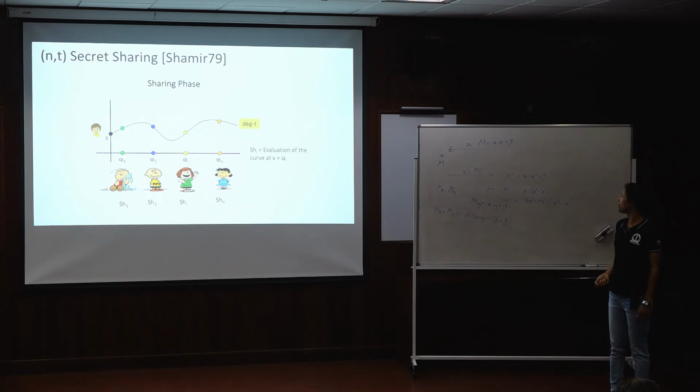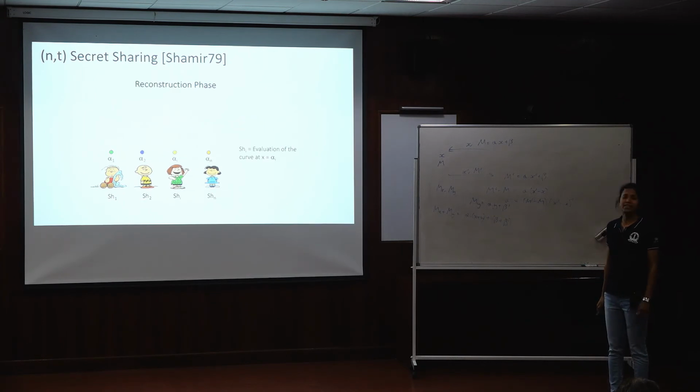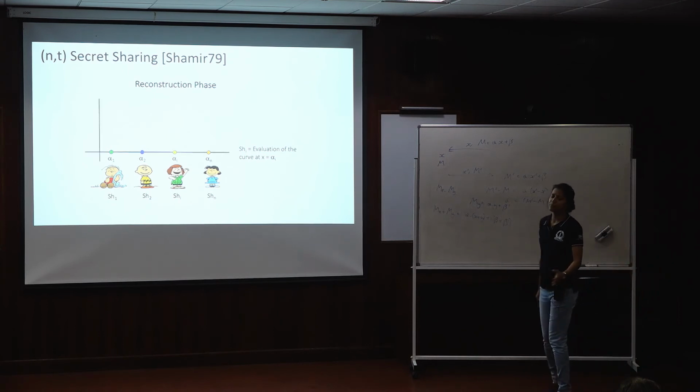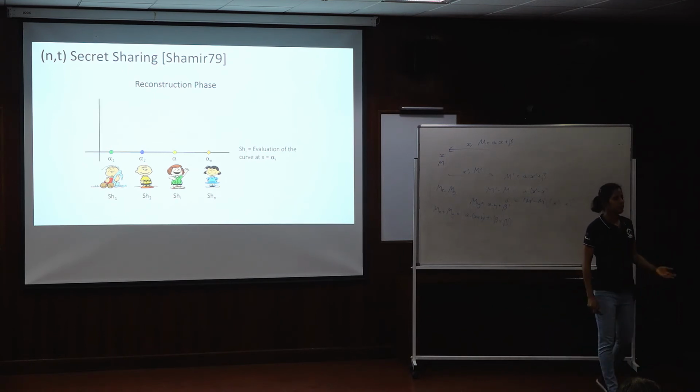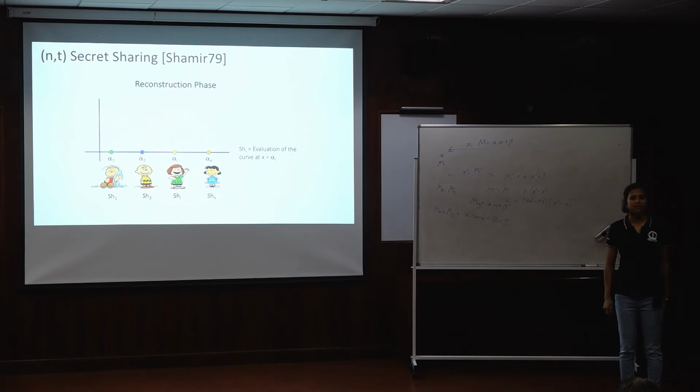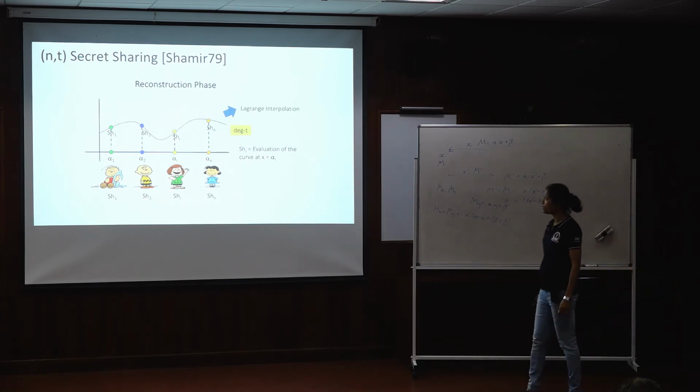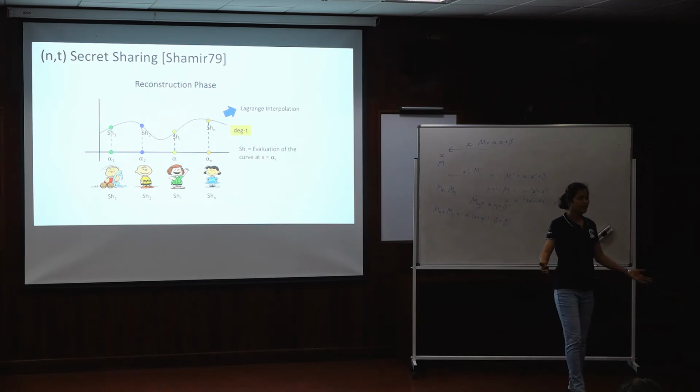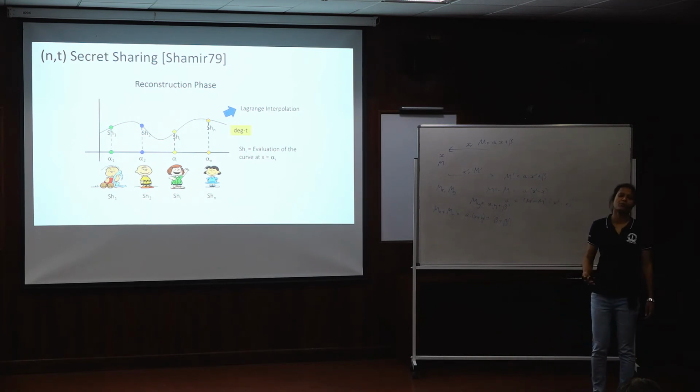Now that's the sharing phase done. We are into the reconstruction phase. It's even simpler. All the parties simply disclose their respective shares. And to reconstruct, you simply interpolate using Lagrange's interpolation, and then you get the polynomial and therefore the secret, because the constant term of the polynomial is the secret.